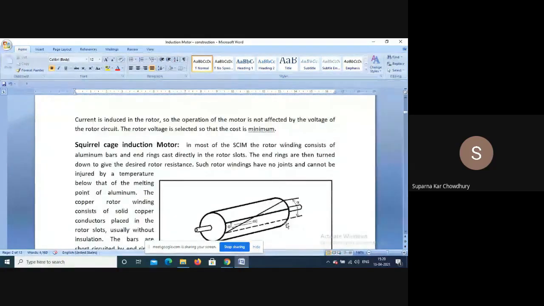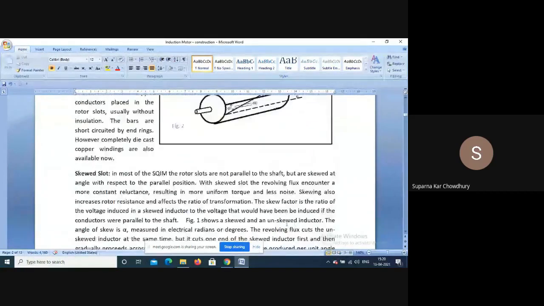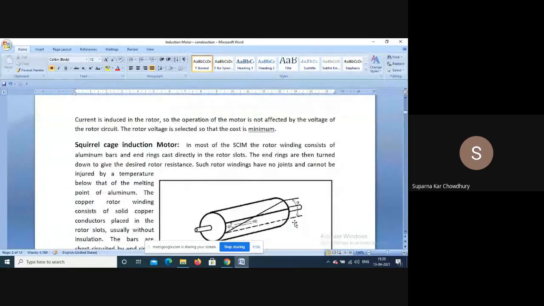Now, for the squirrel cage, we have slots on the rotor. In the slots, normally for small and medium size motors, we have die-cast aluminum bars. That is, the aluminum bars are cast directly in the slots, and then aluminum end rings are welded to these bars.